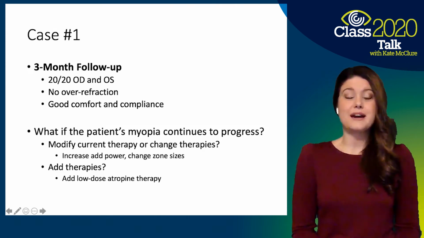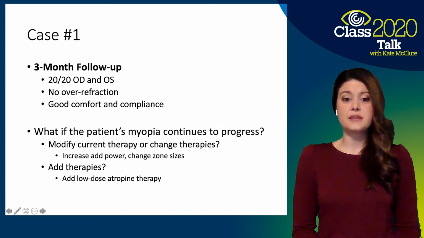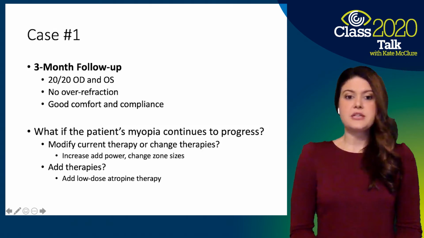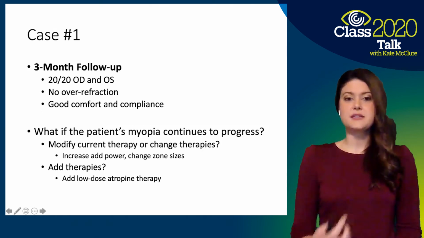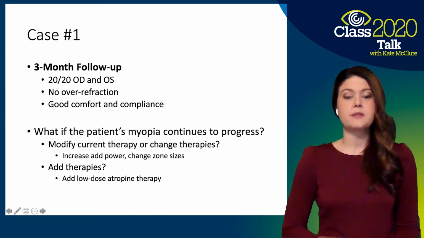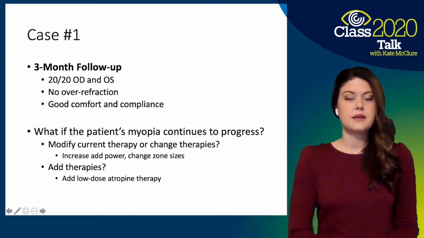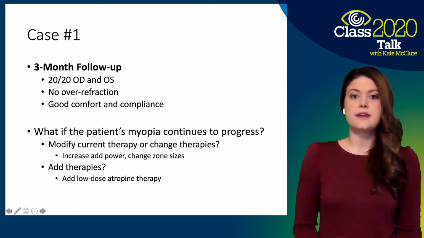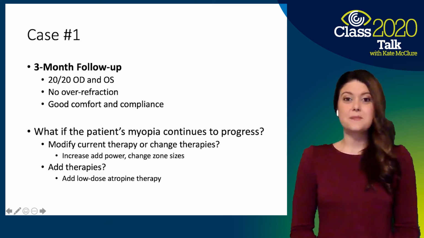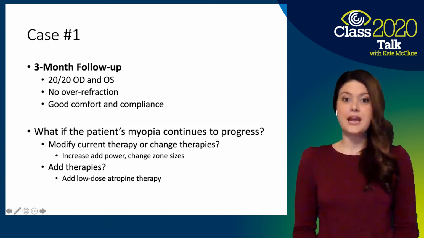Would I want to modify the current therapy or change therapies? Or would I want to add a therapy? So for this patient here, I still think that we have some things that we could do with the contact lenses. So I would want to modify this therapy before changing it. This patient's in a custom designed soft contact lens, which is great because it means I have the ability to change parameters if I need to.